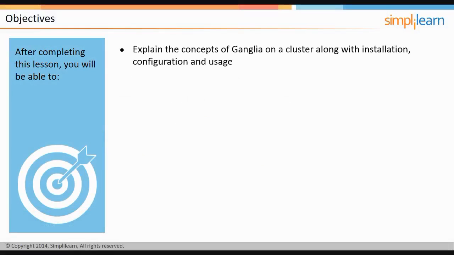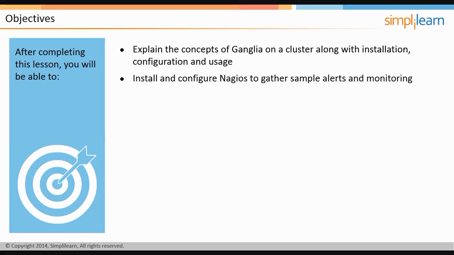You will be able to explain the concepts of Ganglia on a cluster along with installation, configuration, and usage. Install and configure Nagios to gather sample alerts and monitoring. Install, configure, and use Sqoop.